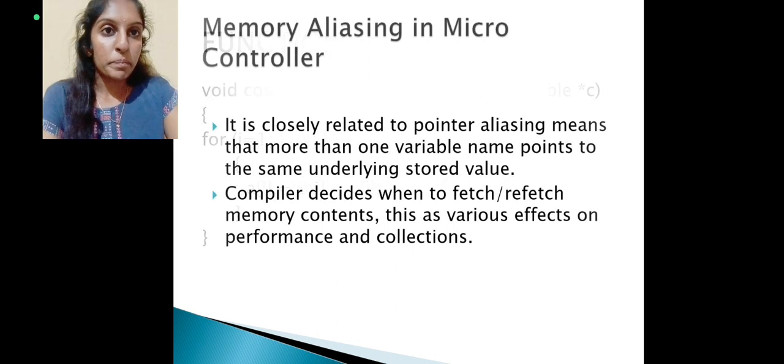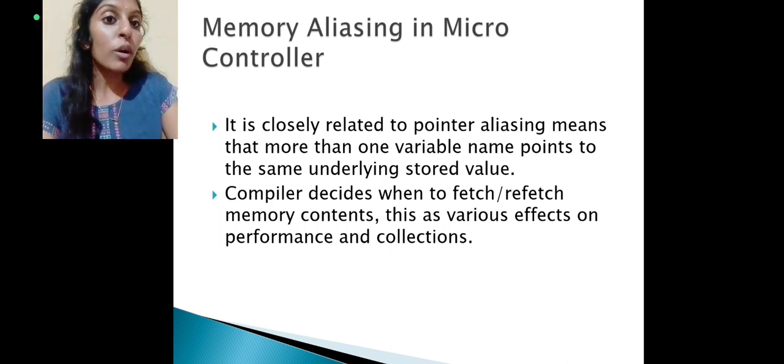Next, memory aliasing in the microcontroller. It is closely related to pointer aliasing, meaning that more than one variable name points to the same underlying stored value. The compiler decides when to refetch memory contents. This has various effects on performance and collections.